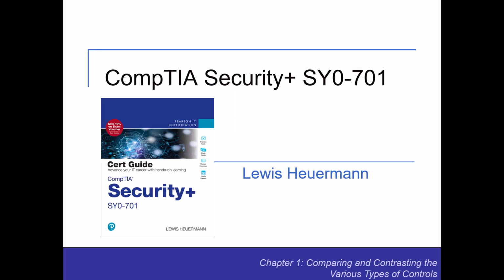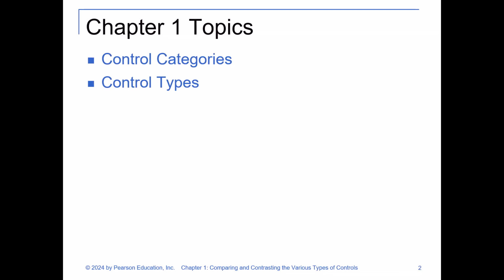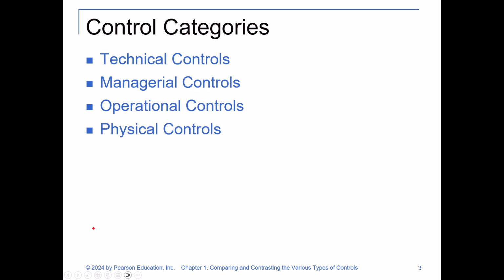Alright, Chapter 1, Comparing and Contrasting the Various Types of Controls. So in this module, we're looking at control categories and control types. So let me grab my pen. Alright, so normally we have certain types of controls. These are the big four. Oftentimes you'll see them in a different way.